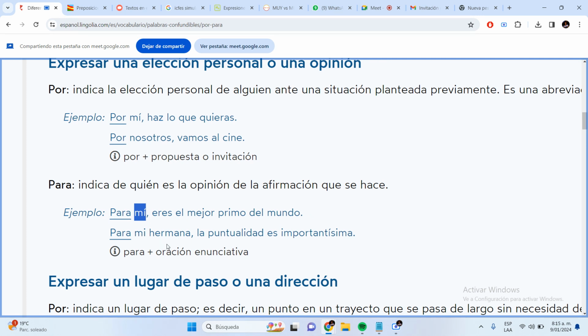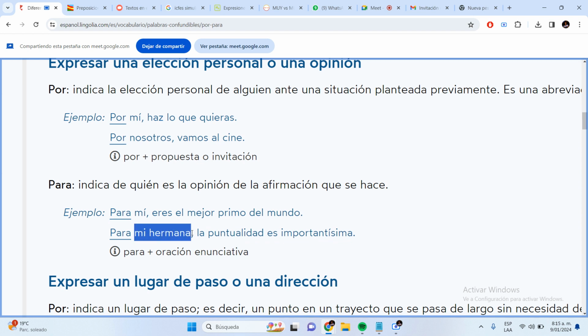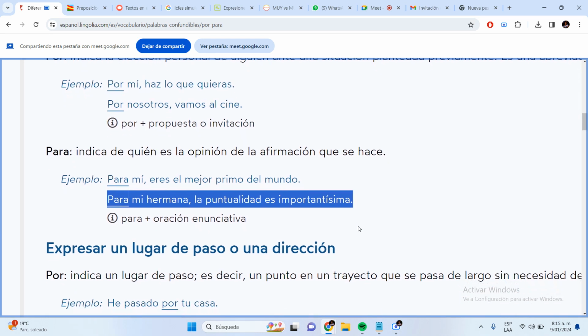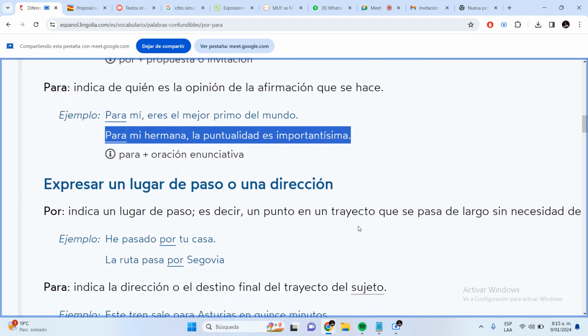The other example. The opinion is la puntualidad es importantísima, like being on time is very important. And who has that opinion? Mi hermana. So I can say the whole phrase: para mi hermana, la puntualidad es importantísima. Okay, no questions.